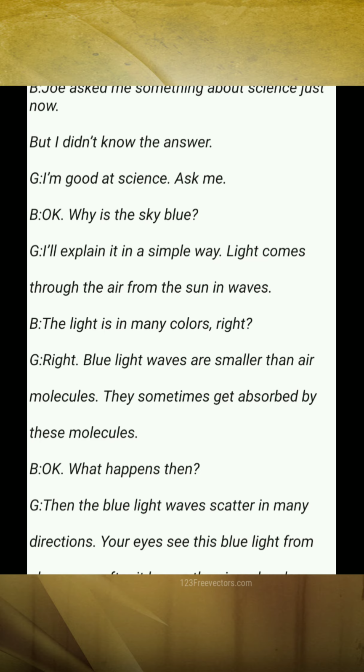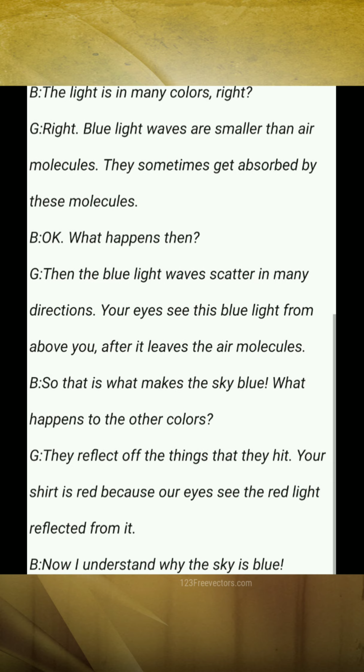Light comes through the air from the sun in waves. The light is in many colors, right? Right. Blue light waves are smaller than air molecules. They sometimes get absorbed by these molecules. Okay. What happens then? Then the blue light waves scatter in many directions. Your eyes see this blue light from above you after it leaves the air molecules. So that is what makes the sky blue.